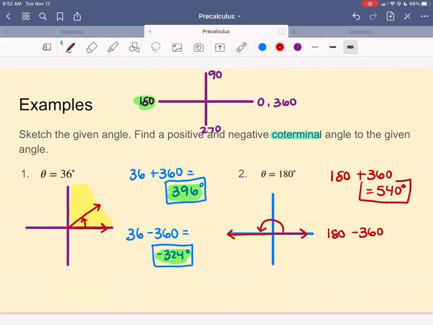That's our positive coterminal angle. And 180 minus 360 is going to give us negative 180 degrees. So that is our positive and negative coterminal angles for 180 degrees.